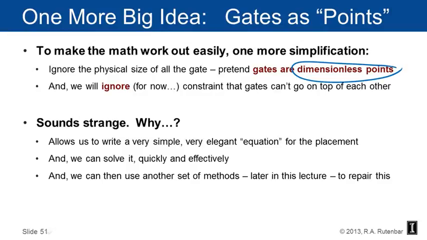They are dimensionless. And the big thing is we're going to ignore the fact that the gates can't go on top of each other. And as we shall shortly see, the technique we're about to develop puts lots of gates on top of each other. The second part of our algorithm is how we fix that. This sounds strange, but it allows us to write a very simple, very elegant equation for the placement and then to solve it quickly and effectively. So why do we do these interesting mathematical tricks? Why do we model the wire length as a bunch of fractionally weighted two-point quadratic forms? The answer is because the math makes it possible for us to solve.